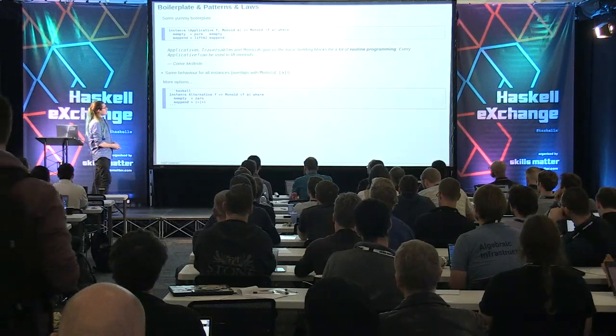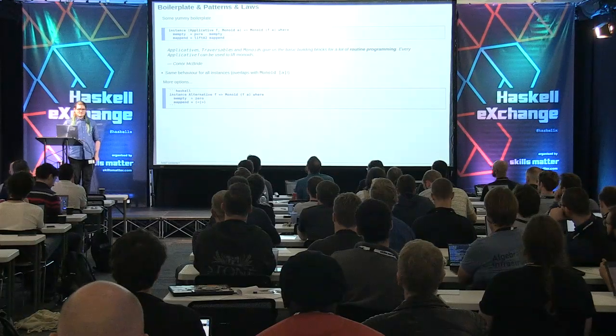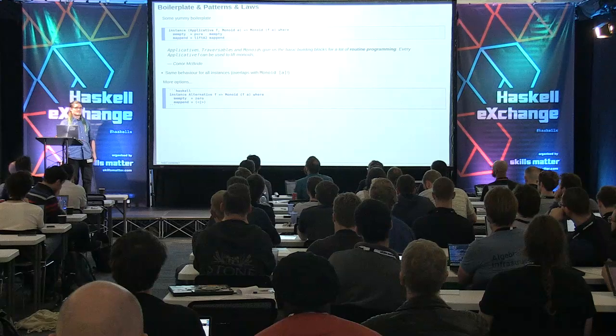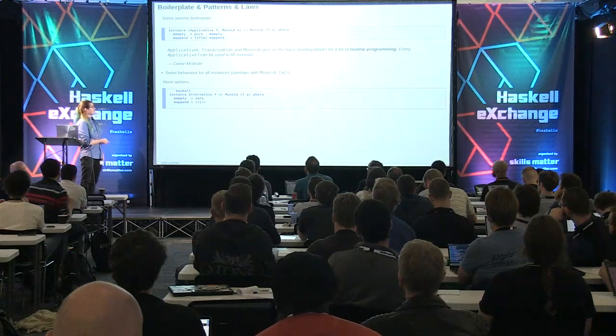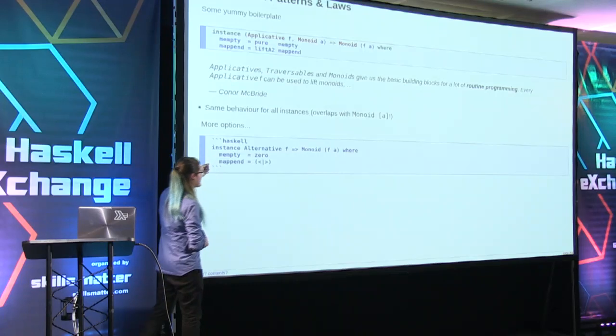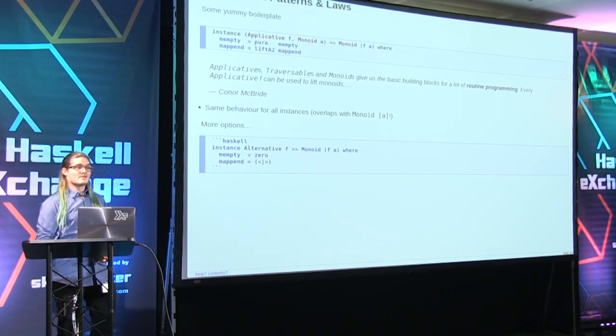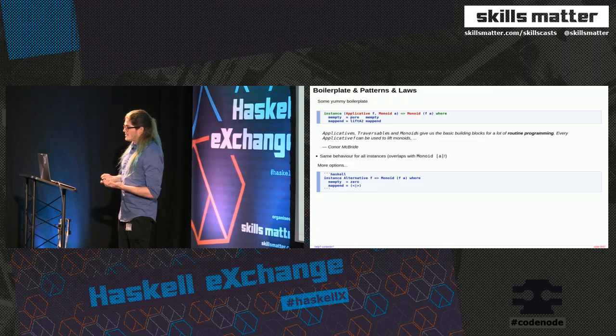So this is kind of routine programming, as Conor calls it, where we have patterns that we can talk about, but we don't really capture them currently. We wouldn't want this instance in the first place because it overlaps with everything else. And there are, in fact, other ways of writing this. For any alternative, we also have f of a as a monoid. So we would like a better way of talking about this.